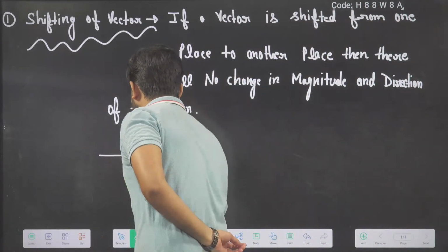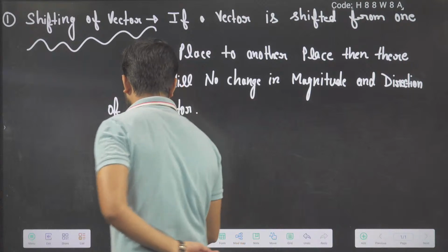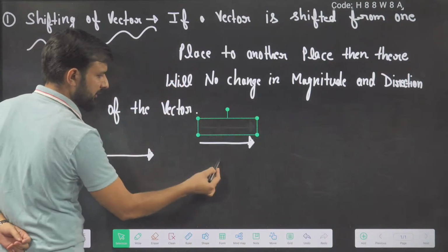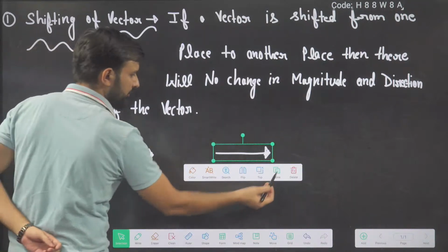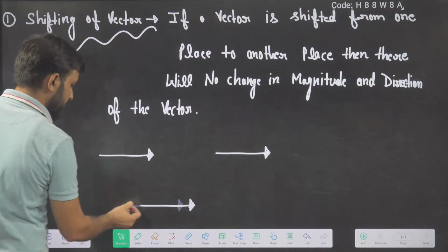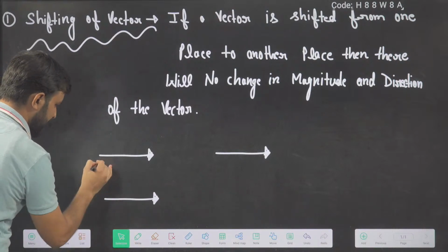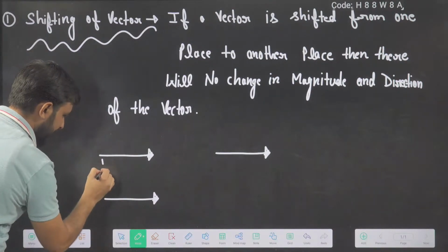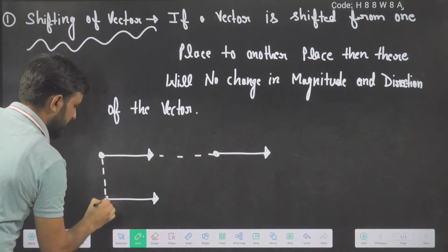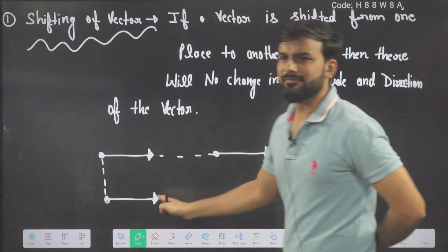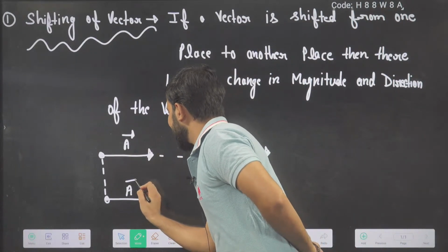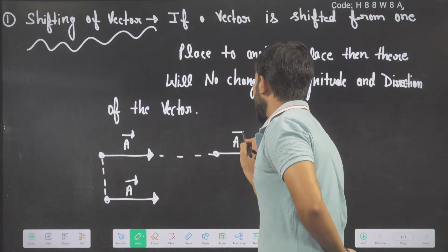Very good. Everyone understood. So if I shift this vector, for example, this is the vector I am having. If I shift this vector from here to here, is there any change? No. So whether you are shifting horizontally or like this, see, here I've shifted, here I've shifted to 3 points, right? Same vector. This is the vector A. So this vector is also A. This vector is also A. Is there any change?